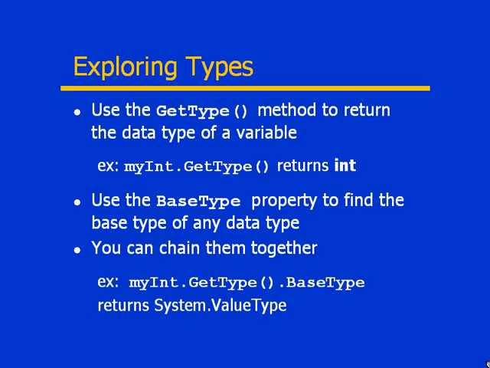We also have a property called BaseType that we can use to find the base type of any data type. And this is very helpful if you want to identify whether or not you're actually dealing with a value type or with a reference type. For example, if my int, which is my integer data type, has a data type of int, I can find that base type by using the BaseType property, which returns System.ValueType. So this is just a very convenient way of identifying the fact that we are dealing with a value type rather than a reference type.